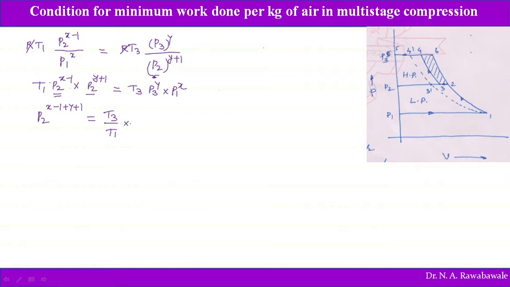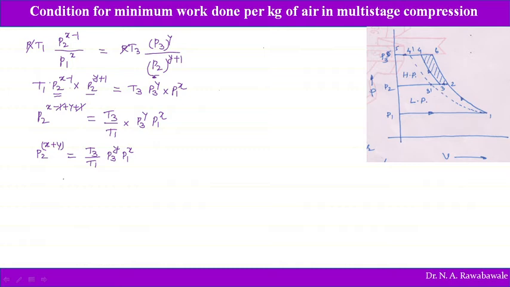into P3 to the power of y, P1 to the power of x. Minus 1 gets cancelled with plus 1, P2 to the power of x plus y, which is equal to T3 divided by T1 into P3 to the power of y, P1 to the power of x.